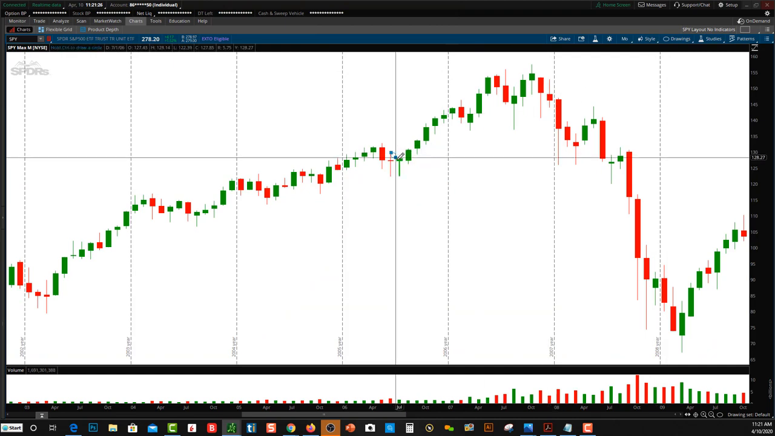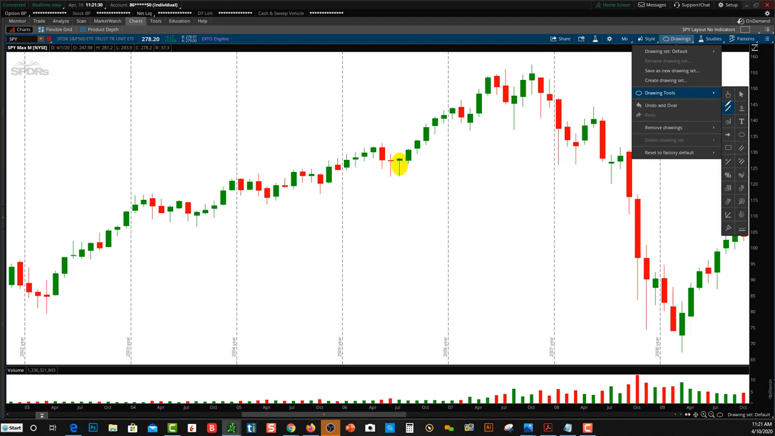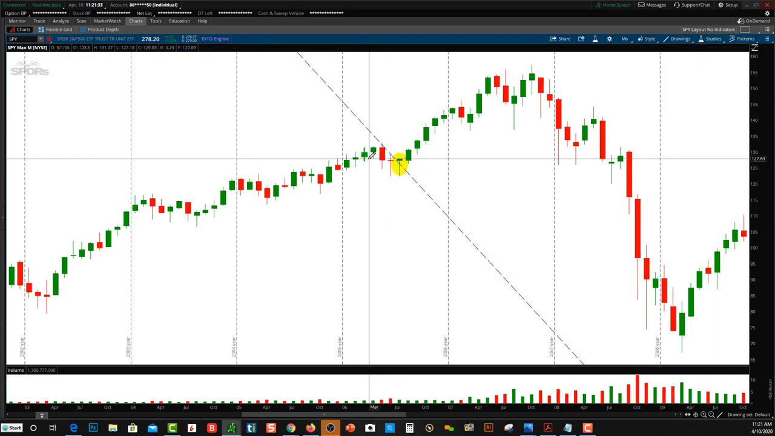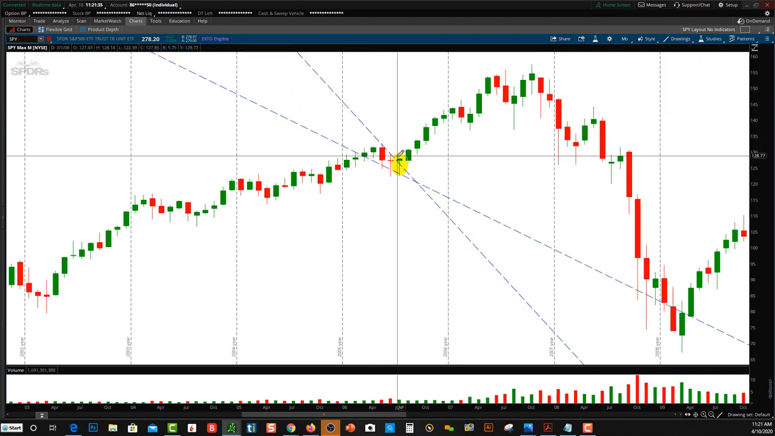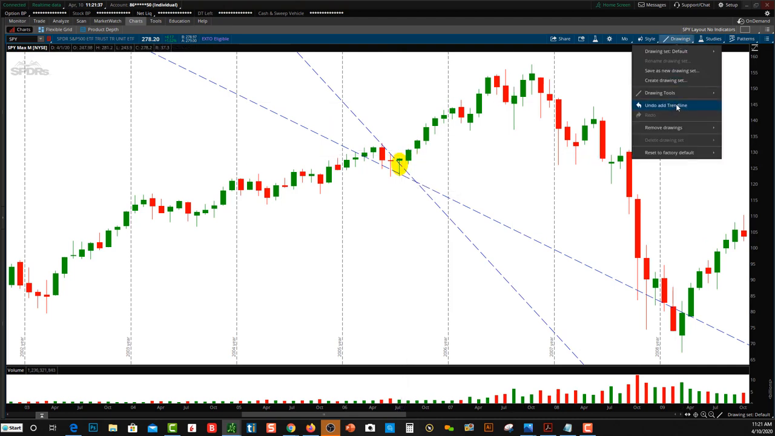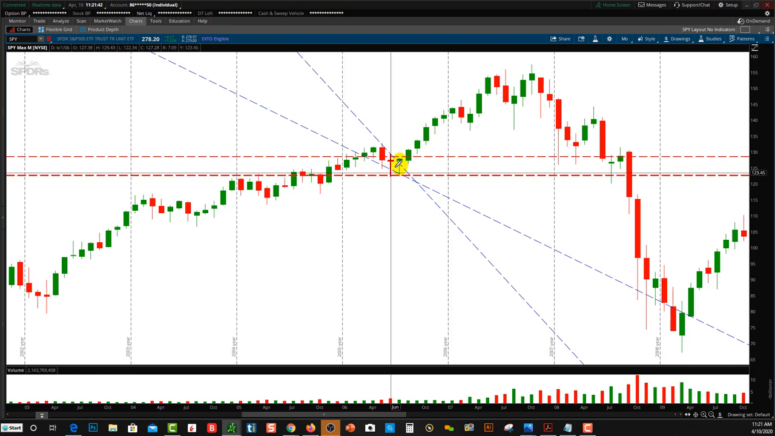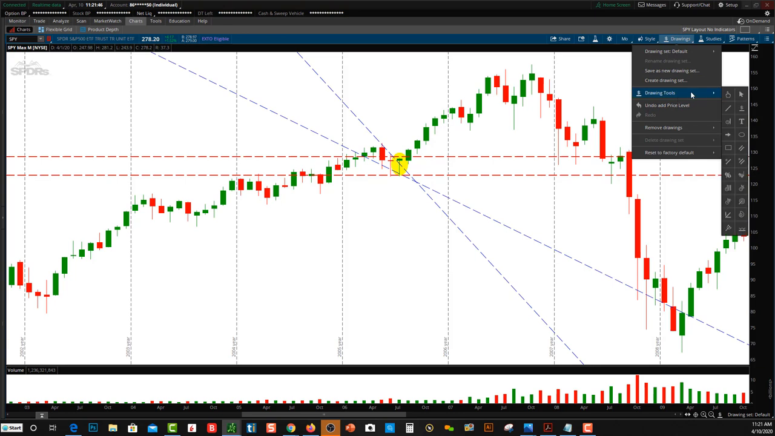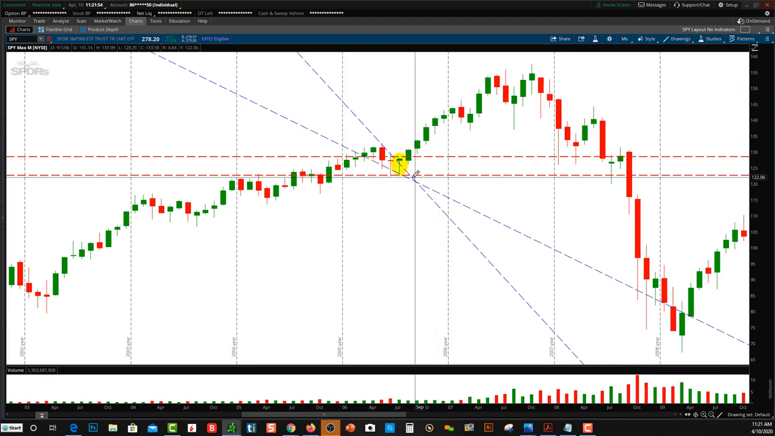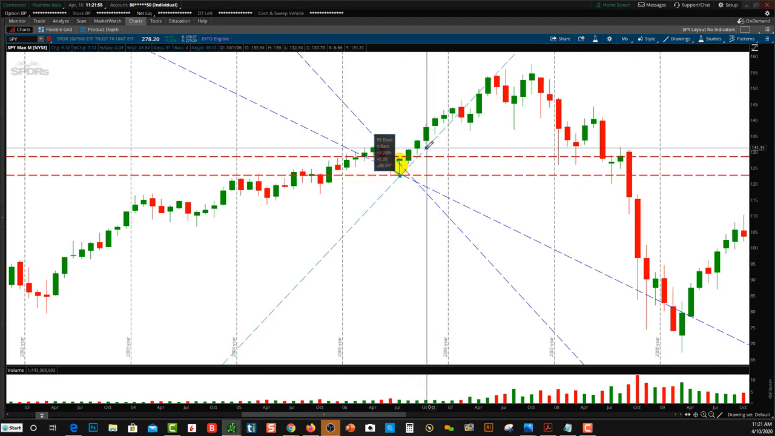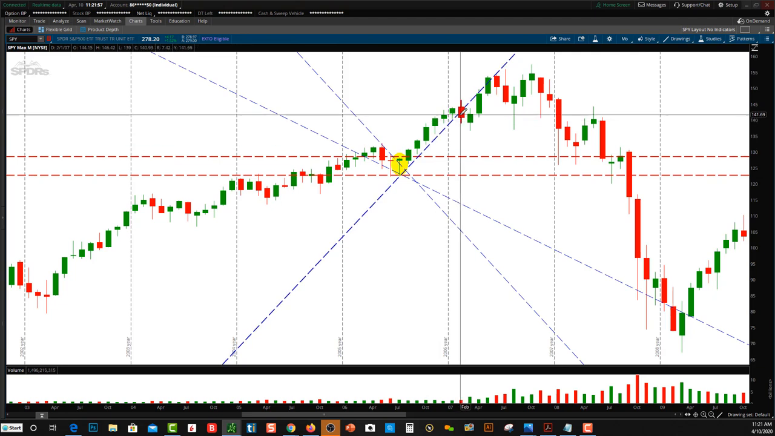My long, this is my favorite long play right here. My absolute favorite. Bull flag breakout. Long at the break of this hammer. Close below this hammer as my stop. Ride the trend out when it's broken here.